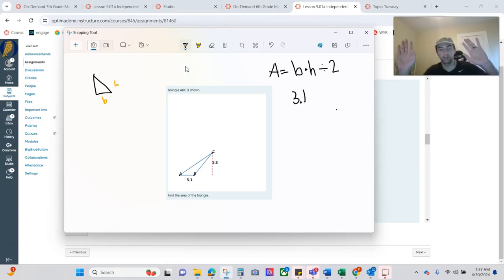It does not have to be a side of the shape. It just has to be a line going from the top to the bottom. And looky here, we have a line that goes from the top to the bottom, not a side of the shape, but it doesn't have to be. This is our height, 5.5. We got our base, we got our height.